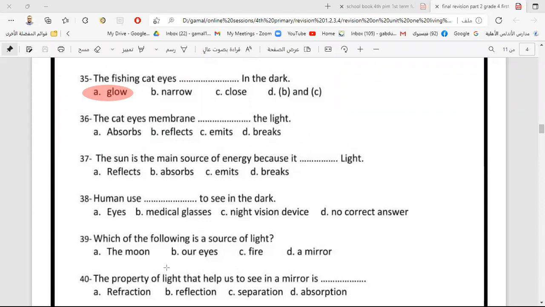The membrane in the back of the eye of the cat reflects the light. You are excellent, my son.